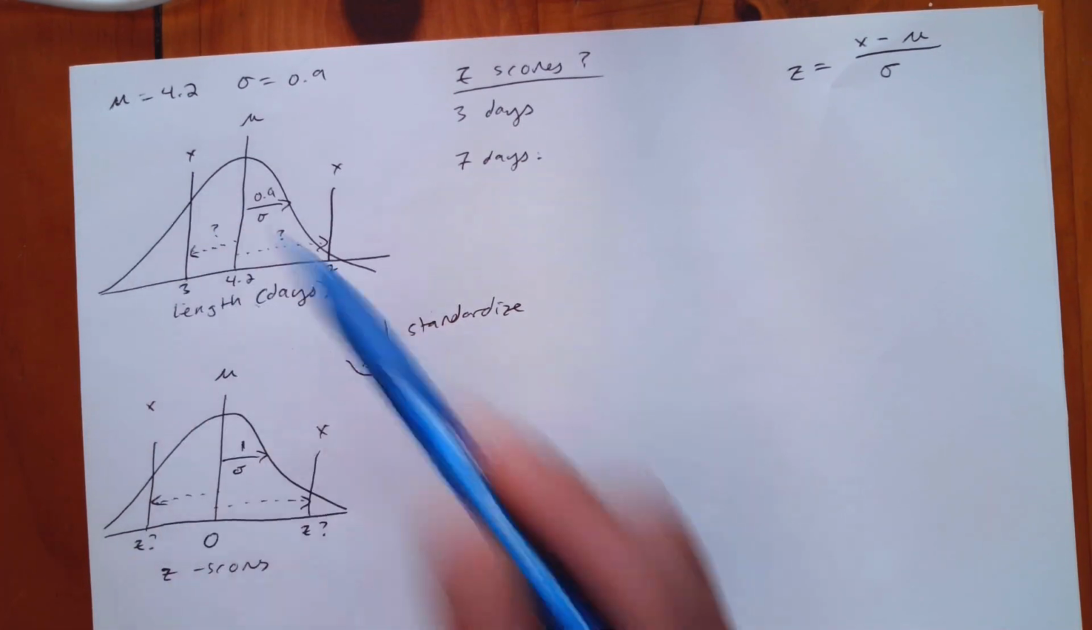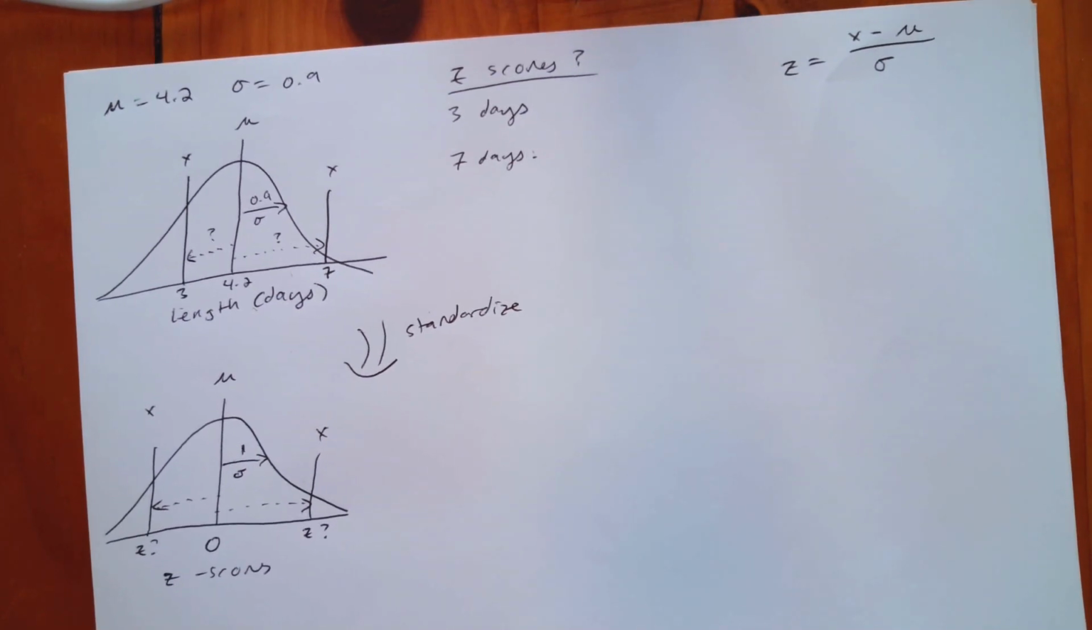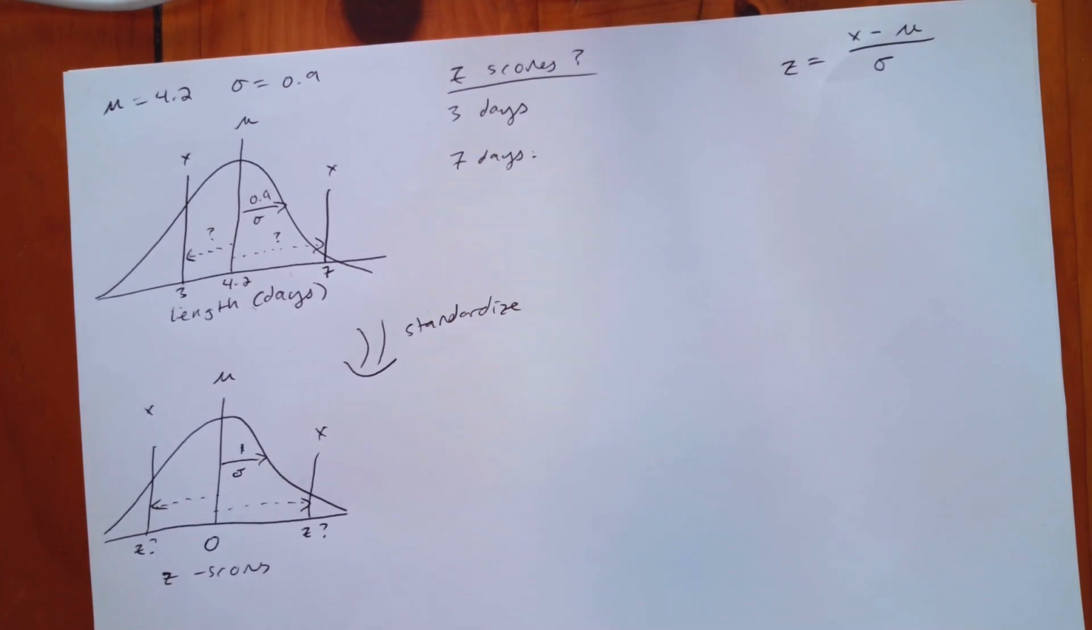And to do that, I kept every single thing the same, except I converted everything to z-scores as units. So instead of counting in days, we're counting in z-scores, where your z-score tells you how many standard deviations away from the mean you are. And in our standardized distribution, I have a mean of 0, and I have a standard deviation of 1. That's going to be the case for every standard normal distribution that you ever see, ever make.